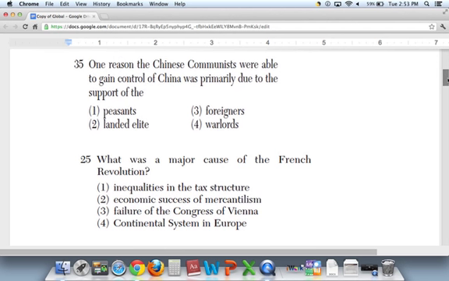Okay, so if you know about communism, it's about being equal and having everything similar. So even if you don't know anything about China or Chinese communists, you can eliminate choices 3, 4, and 2 right away, because you know that people who want equality aren't foreigners or warlords, because they already have a lot of money, and also the landed elite. So therefore, the correct answer for 35 would be 1. peasants.